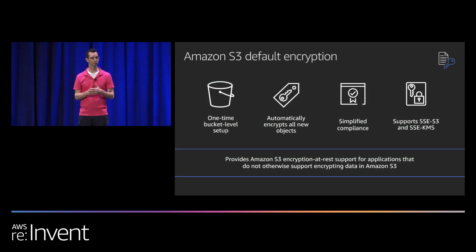Default encryption. Fairly simple, as the title implies. You enable at the bucket level. Any object that's being added to that bucket that doesn't have encryption specified gets the default encryption applied. So if I enable default encryption with the server-side encryption S3 keys, and somebody uploads with KMS encryption specified, then the KMS encryption will stay as specified by the put. But any other objects without encryption specified get the default.